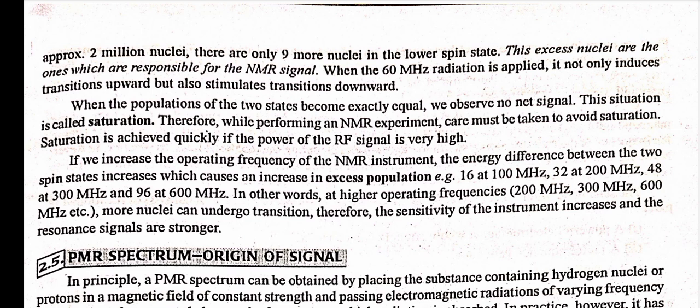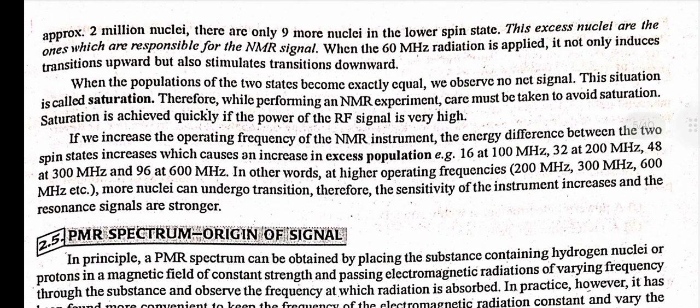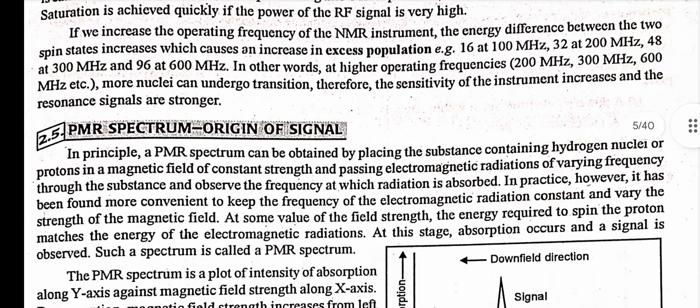If we increase the operating frequency of the NMR instrument, the energy difference between the two spin states increases, which causes an increase in excess population at 300 MHz and 96 at 600 MHz. In other words, at higher operating frequencies, more nuclei can undergo transitions. Therefore, the sensitivity of the instrument increases and the resonance signals are stronger.